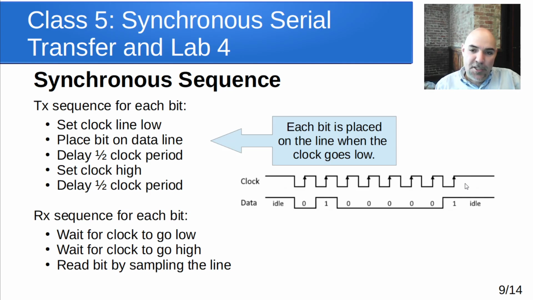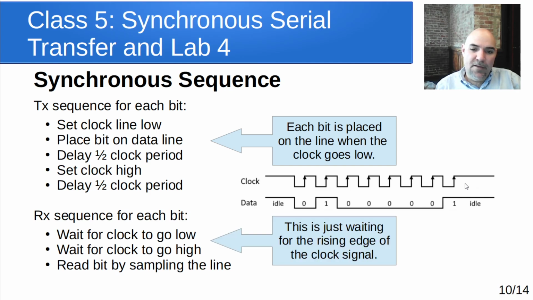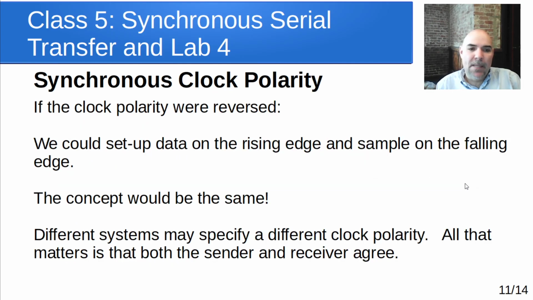All right, so again, each bit's placed on the line when the clock goes low. And the receiver is just waiting for the rising edge of the clock signal. It's just waiting for the clock to go high. As soon as the clock goes from low to high, we read the bit and then wait for the next bit. Very simple. It's a pretty cool concept.